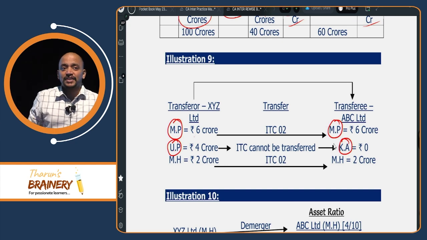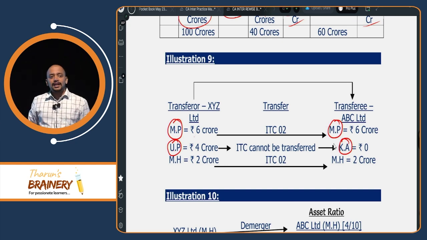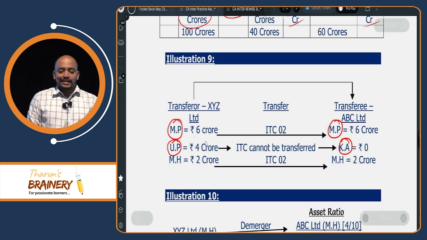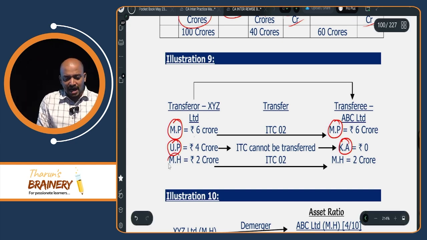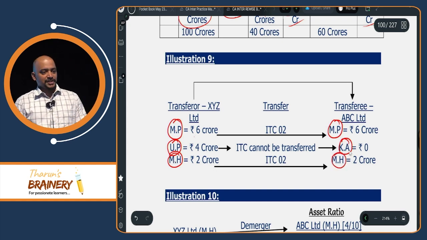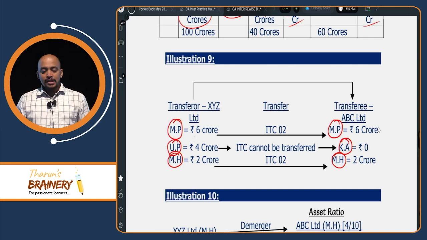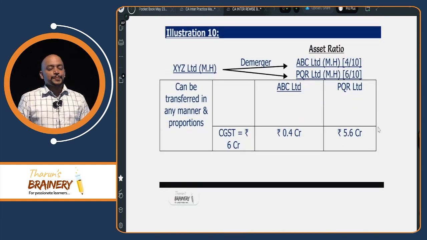So what is the point that we are learning here? Transferor and transferee should be in the same state. Then transferor XYZ Limited is in Maharashtra, transferee is also in Maharashtra, so that ITC can be transferred. If transferor and transferee are not in the same state, then ITC cannot be transferred, that ITC will be lapsed, gone. Then another illustration.